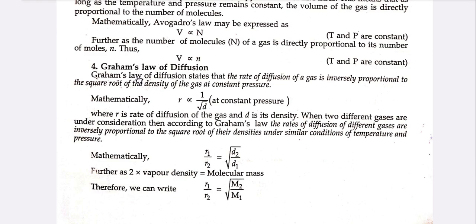When two different gases are under consideration, then according to Graham's law, the rates of diffusion of different gases are inversely proportional to the square root of their densities under similar conditions of temperature and pressure. Mathematically, R1/R2 = square root of d2/d1. Further, as twice the vapor density is equal to molecular mass, R1/R2 = square root of M2/M1.